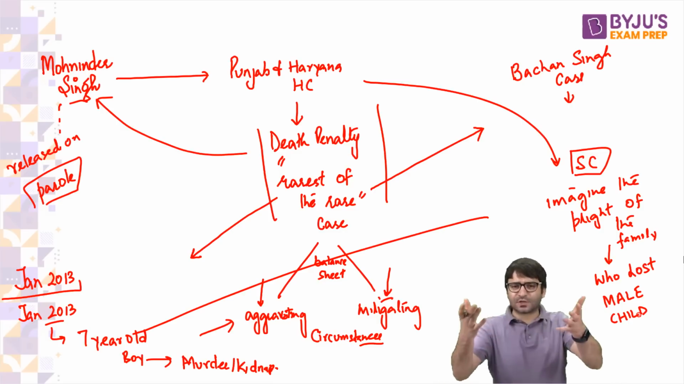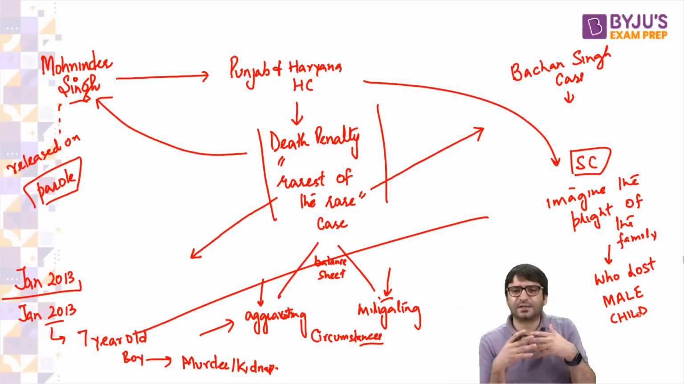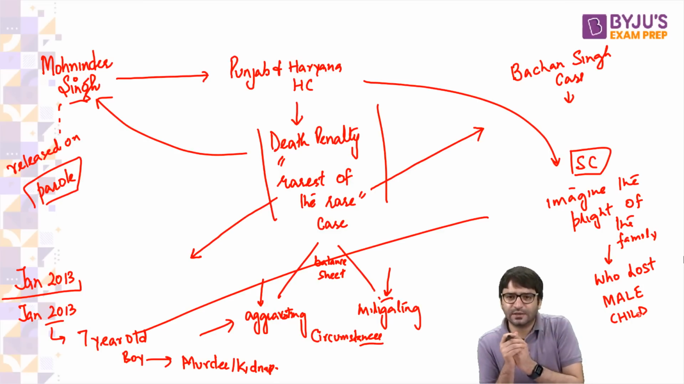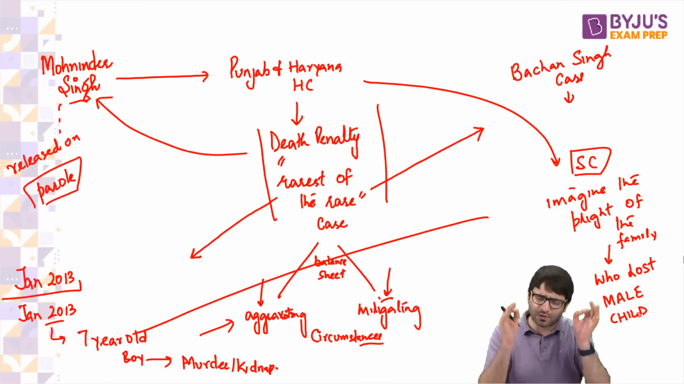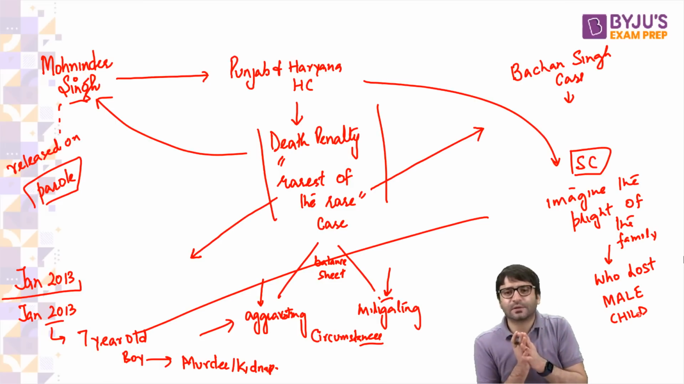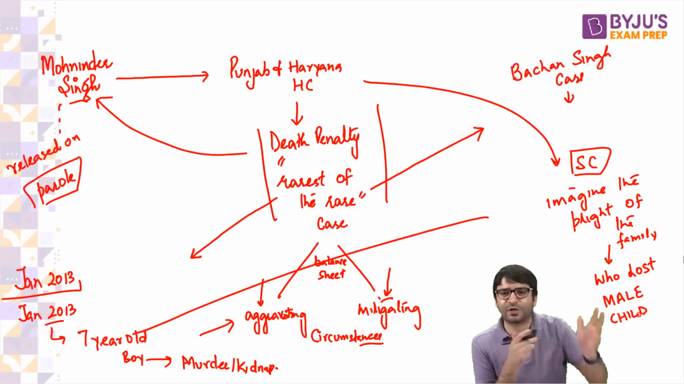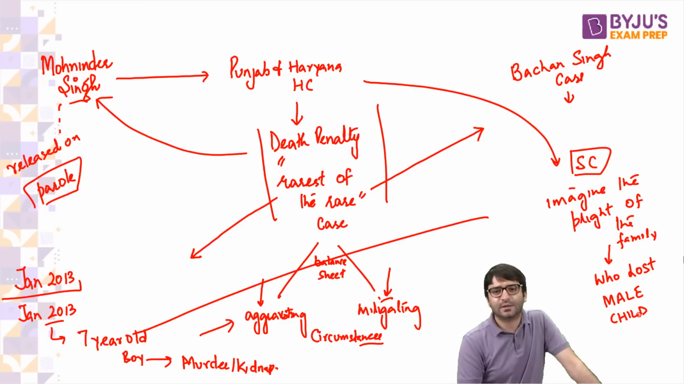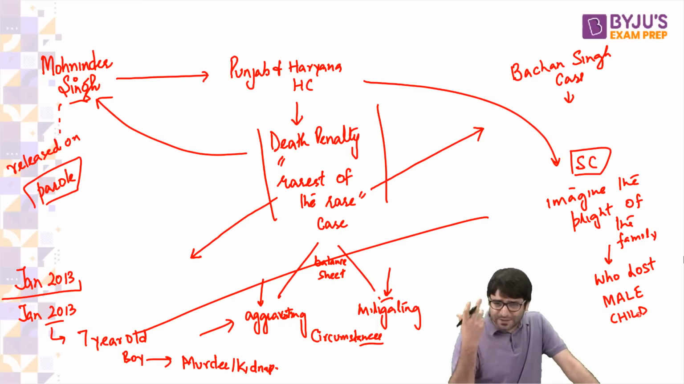If I were to ask you, compare the two cases and tell me what case do you think is the rarest of the rare case? Rape of the daughter, then killing her, and then killing the wife as well? Or the murder and the kidnap of a 7-year-old boy? Both are horrific crimes. Can't be compared. But if at all you have to decide what constitutes rarest of the rare case, it clearly should have been the Moninder Singh case. But the gender bias, the patriarchy, judges are also part of the society.